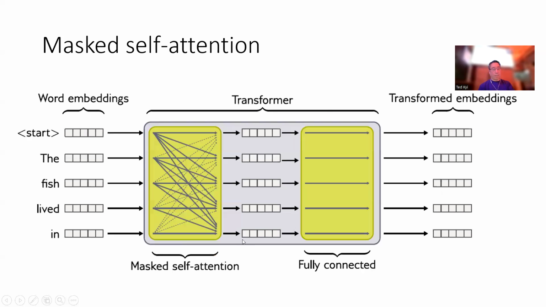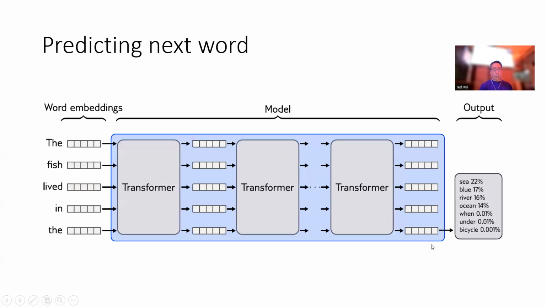So this is the diagram on the slides. You'll notice it's the same diagram. In this case, we're really going to care about the output for the last token. So, "the fish lived in the": what is the word that comes after? We're going to ignore the rest of them. Here we go, "the fish lived in the," and we're going to predict this.